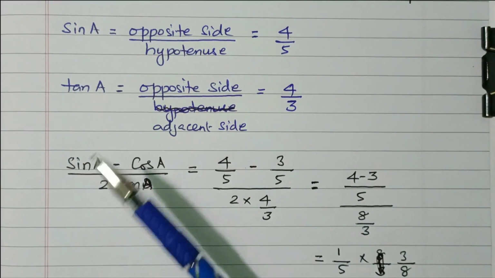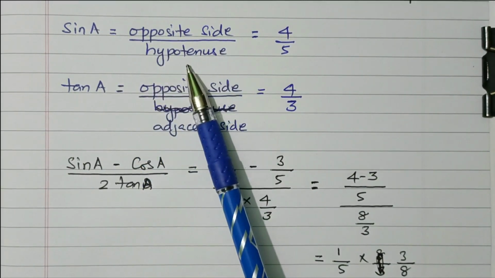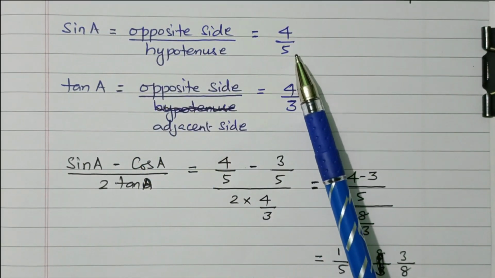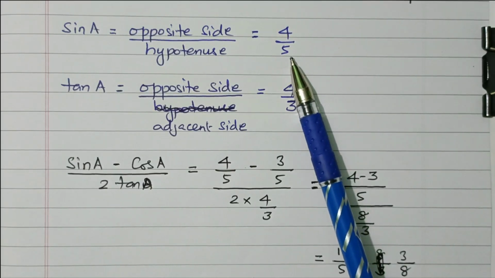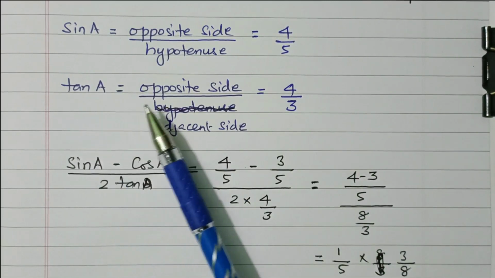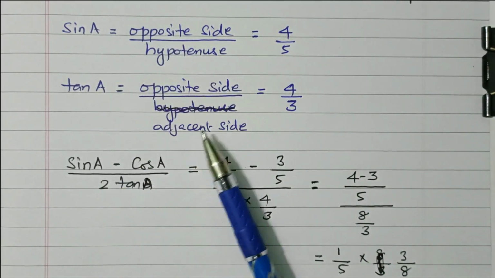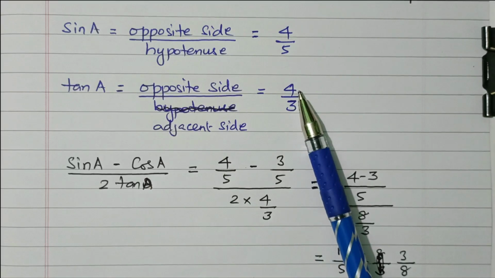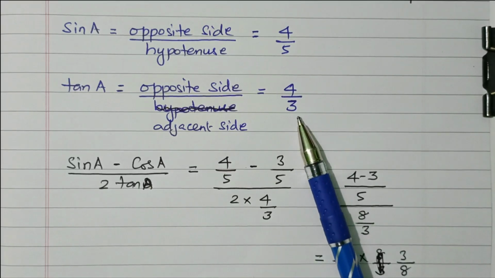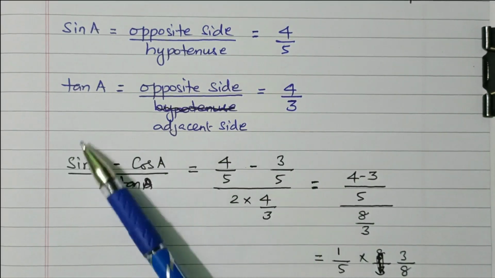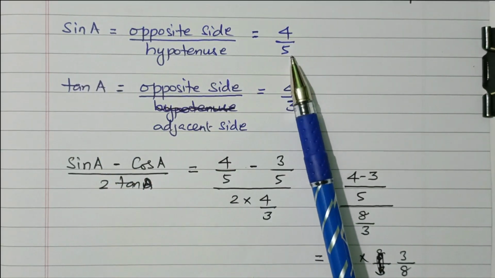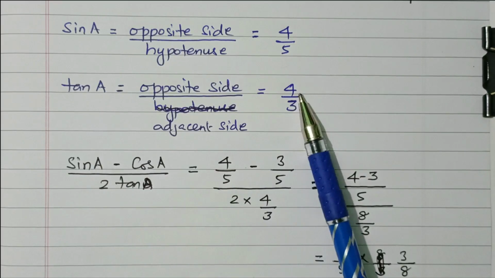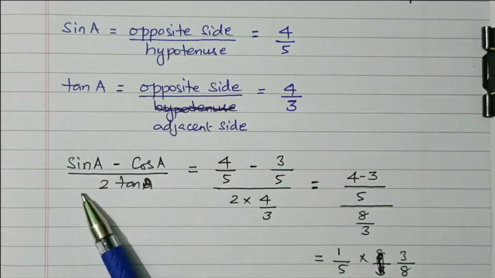So sin A equal to opposite side by hypotenuse, that is 4 divided by 5. Opposite side is 4, what we calculated. Hypotenuse already given 5. Then tan A equal to opposite side by adjacent side, 4 divided by 3. Opposite side what we calculated 4, adjacent side already given 3. Now we are able to calculate these two values. Sin A equal to 4 by 5, tan A equal to 4 by 3. Then we can go for this expression.